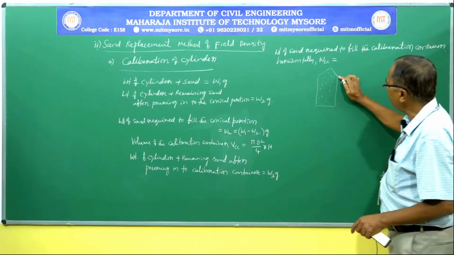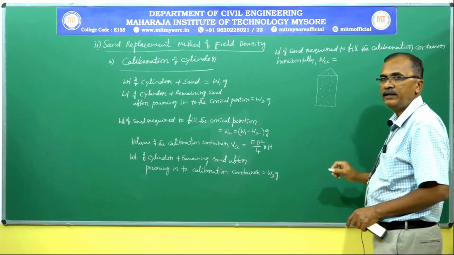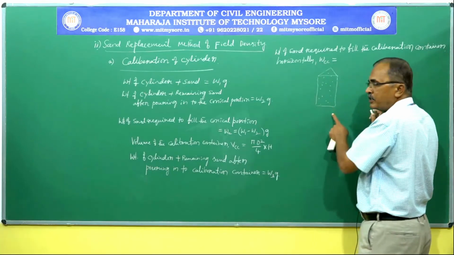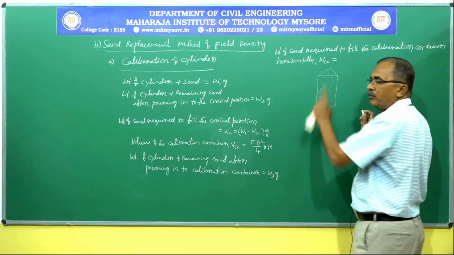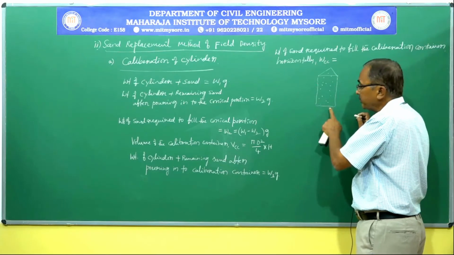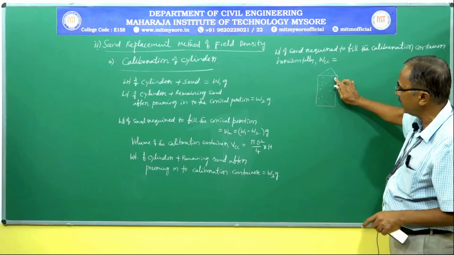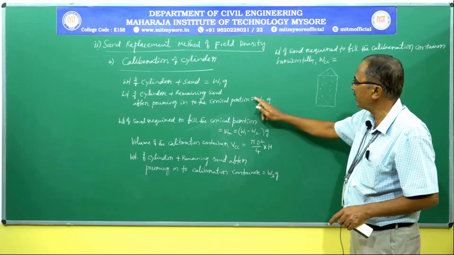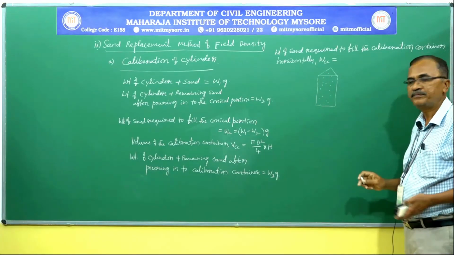Now weight of sand required to fill the calibration container horizontally is equal to, so W2 minus W3 gives us the weight of sand required like this. So minus this weight of sand required to fill the conical portion gives us the weight of sand required to fill the calibration container horizontally. Knowing the weight of sand required to fill the calibration container horizontally and their volume, which is calculated by observing the inner dimension, diameter and height, we can easily determine the density of sand.